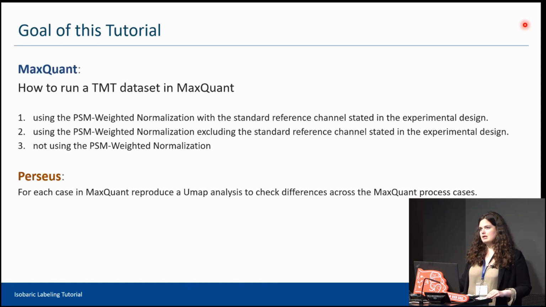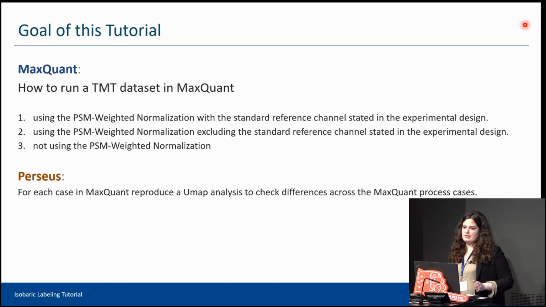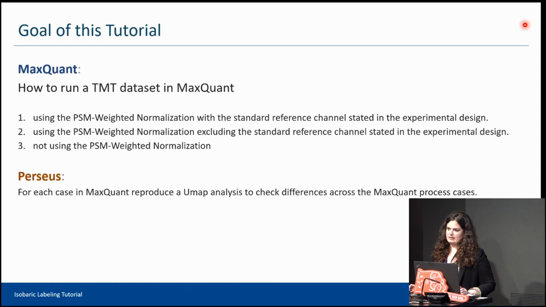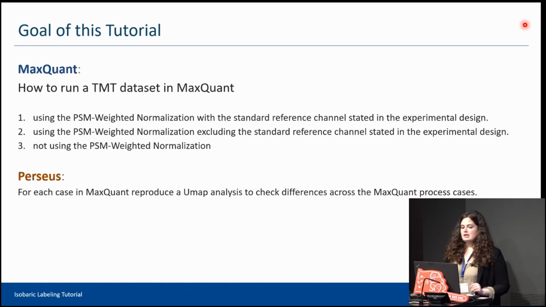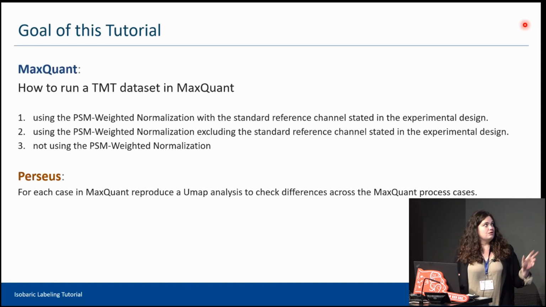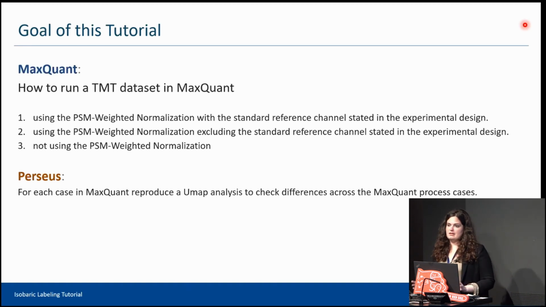But most importantly, I will show you not only how to use it the standard way, where you set the reference channel as it is in the experimental design of the dataset, as shown in the metadata, but also how to use the PSM weighted normalization in MaxQuant in different ways, because you will see that the results in Perseus will be different. For that reason, you see this option: we will use the PSM weighted normalization using the reference channel as it is in the experimental design.